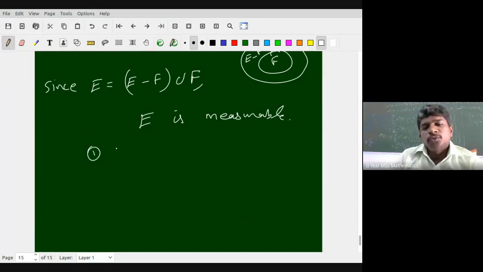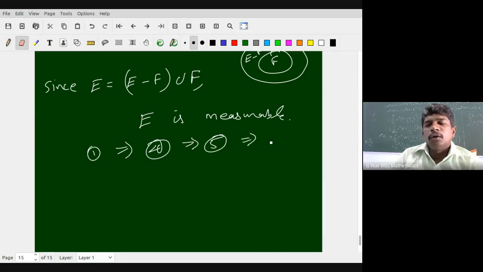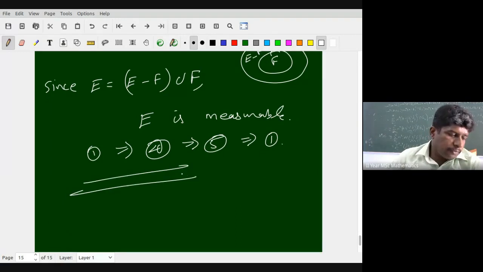Hence we have proved that 1 implies 4, 4 implies 5, and then 4 implies 1. That's all of the theorem, the regularity theorem. So if you want to prove that a set is measurable, we show that it is approximated by an open set in terms of its measure. If the difference of the measure of the open set and the set is arbitrarily small, then your set E is measurable.